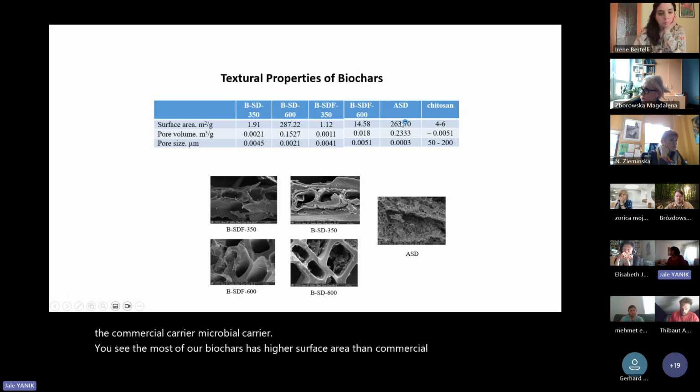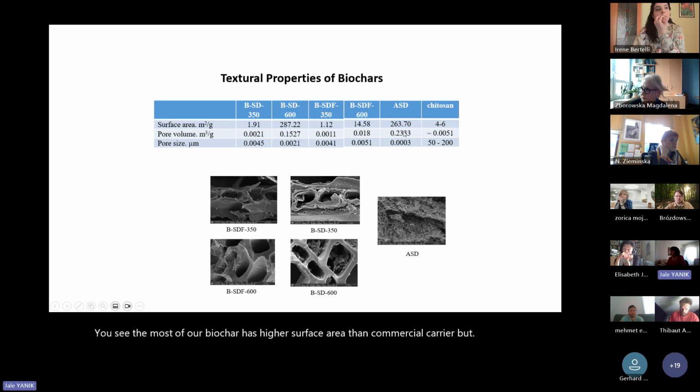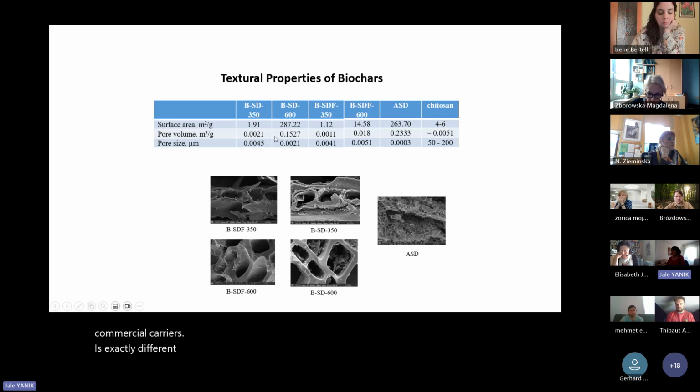Chitosan is the commercial microbial carrier. You see, most of our biochars have higher surface area than the commercial carrier. But I have to note that the pore volume and pore size of the commercial carrier are exactly different from our biochars. Here you see some images of our biochars.